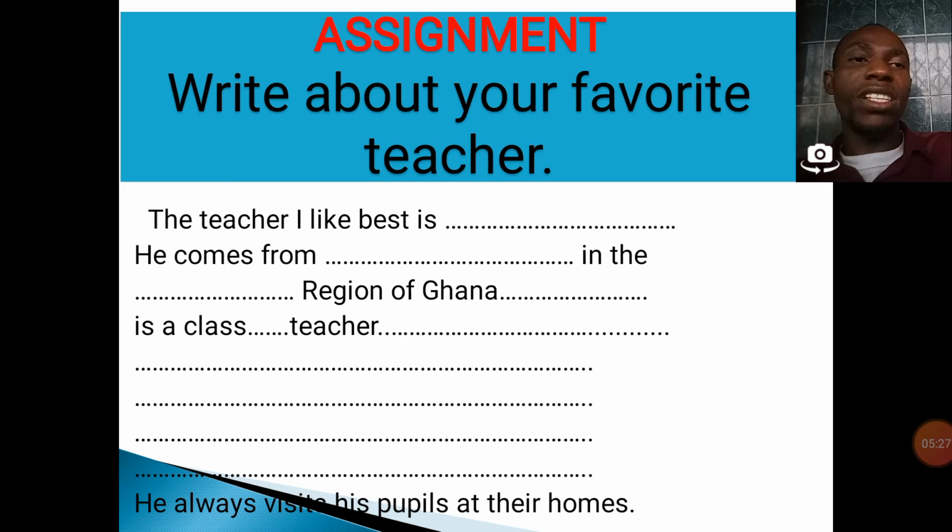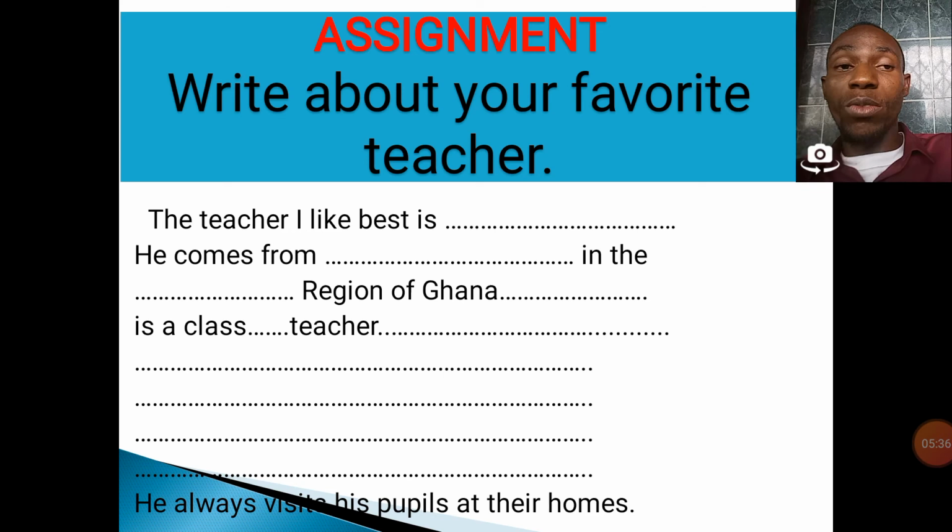The teacher I like best is Dadada. He comes from Dadada in the Dadada region of Ghana. Dadada is a class Dadada teacher. The rest are for you to fill in.